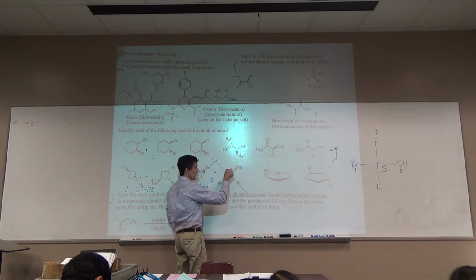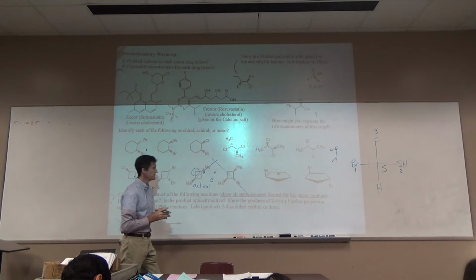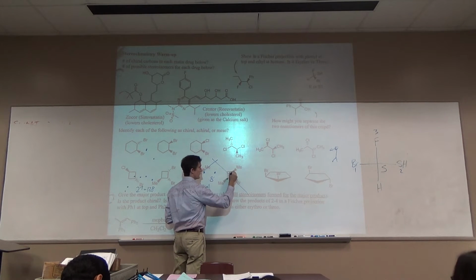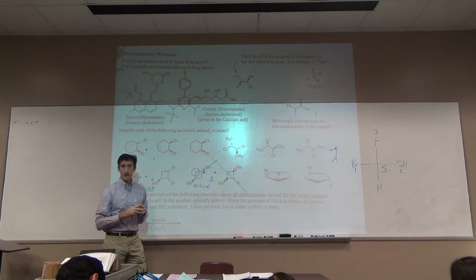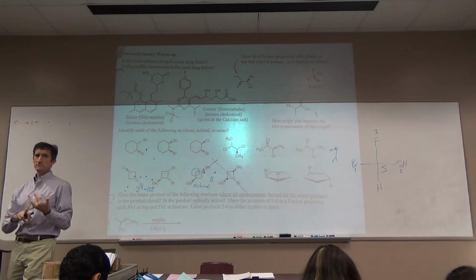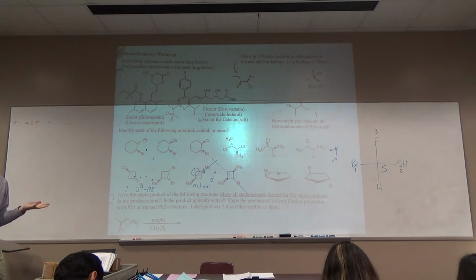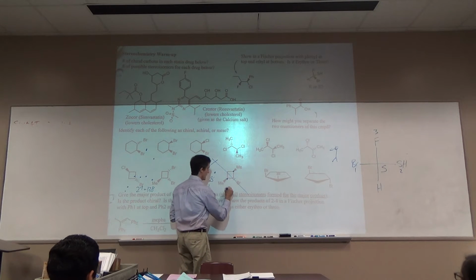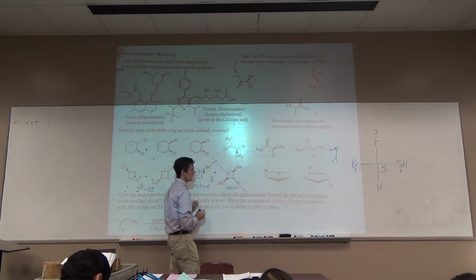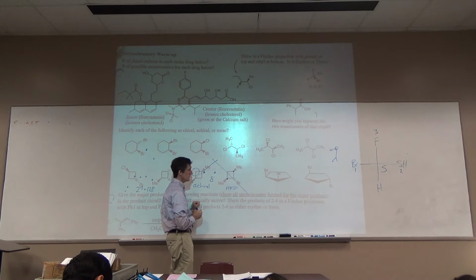Now it does have chiral carbons. How many chiral carbons? 2. That's chiral and that's chiral. Is that carbon chiral? Actually no, because if you go this way and this way, it's the same. So it has chiral carbons, but it's not chiral as a whole because it has a mirror plane. What do we want to call it? Meso. Meso.